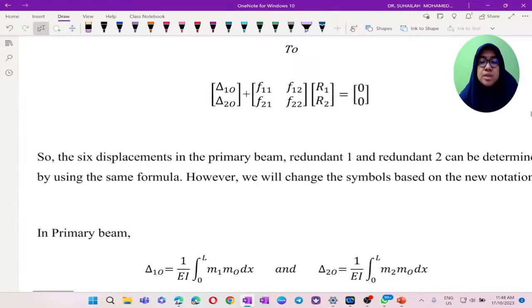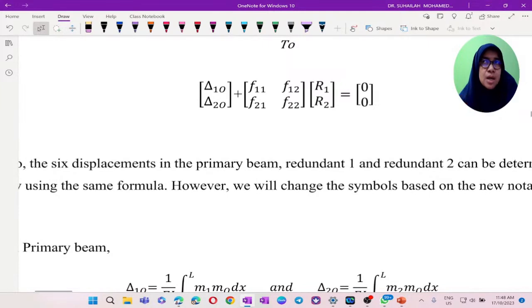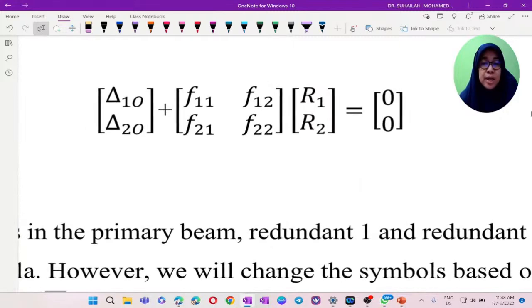Okay, so you don't get confused, because in order to calculate the value, we just need to refer to the label that we use. Inside this we can see labels 0, 1 and 2.